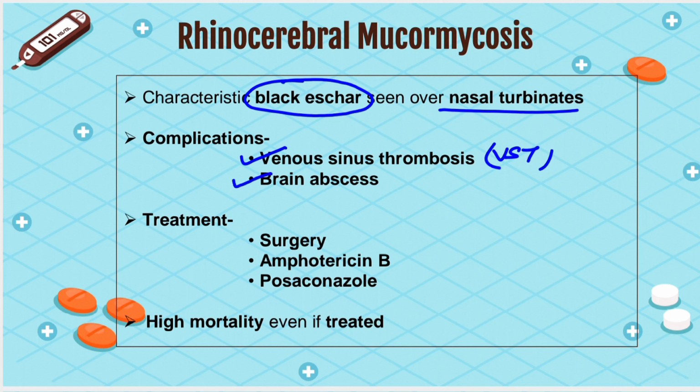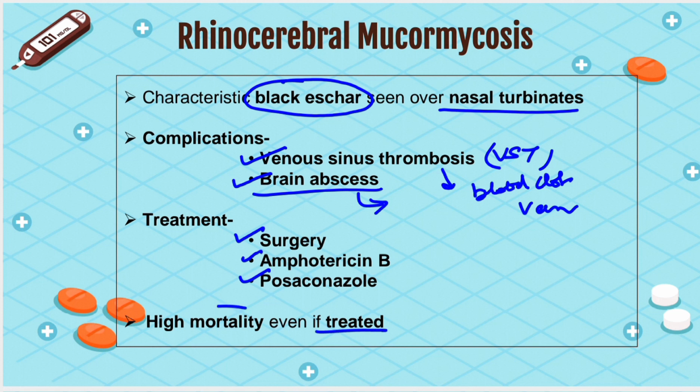Venous sinus thrombosis is blood clotting in the major veins of the brain, and brain abscess means there is infection of the brain with causation of an abscess. The treatment of rhinocerebral mucormycosis includes surgery and use of antifungal medications including amphotericin B and isavuconazole. If this infection is untreated, then it is highly mortal.